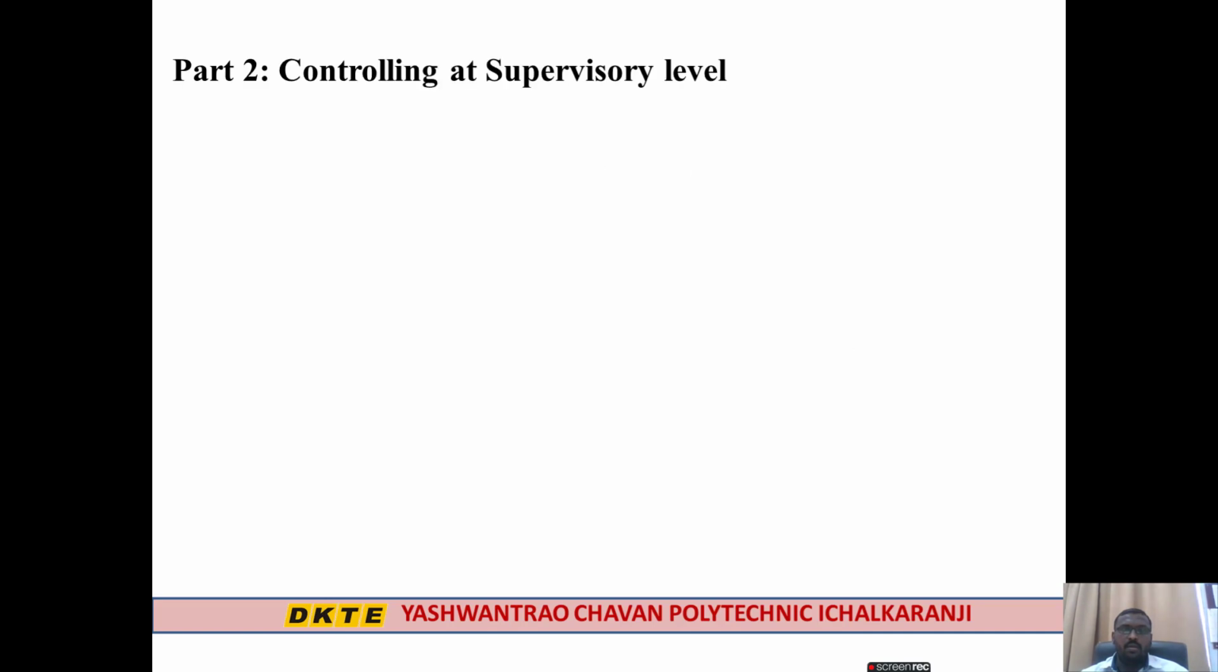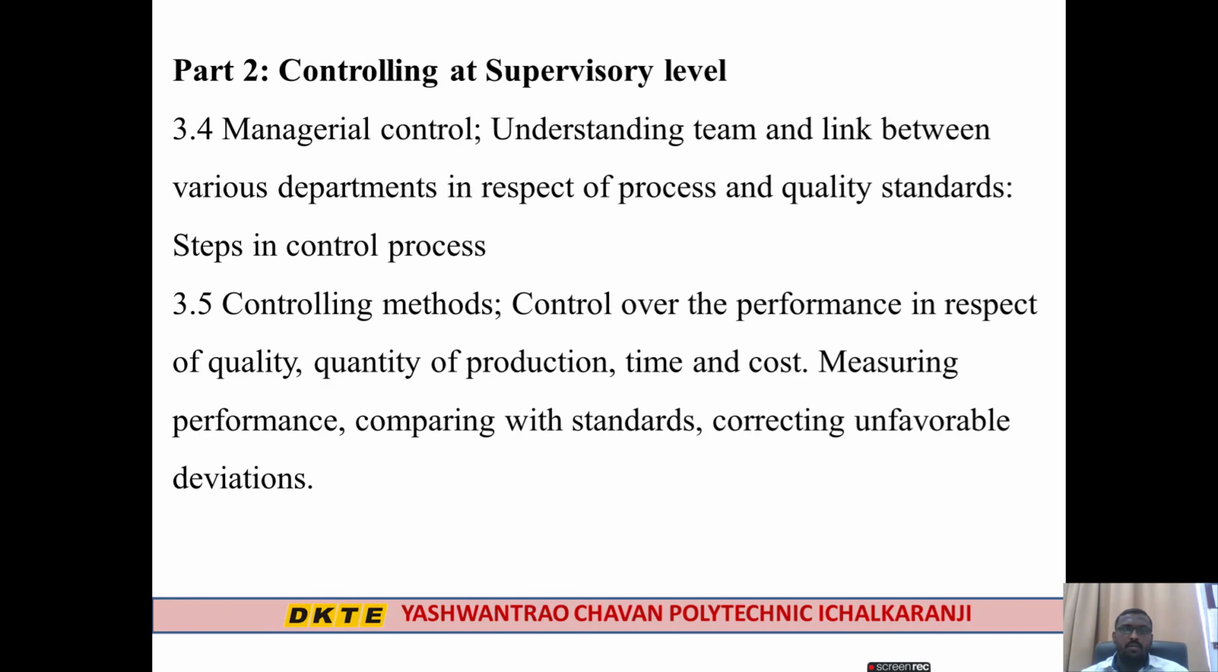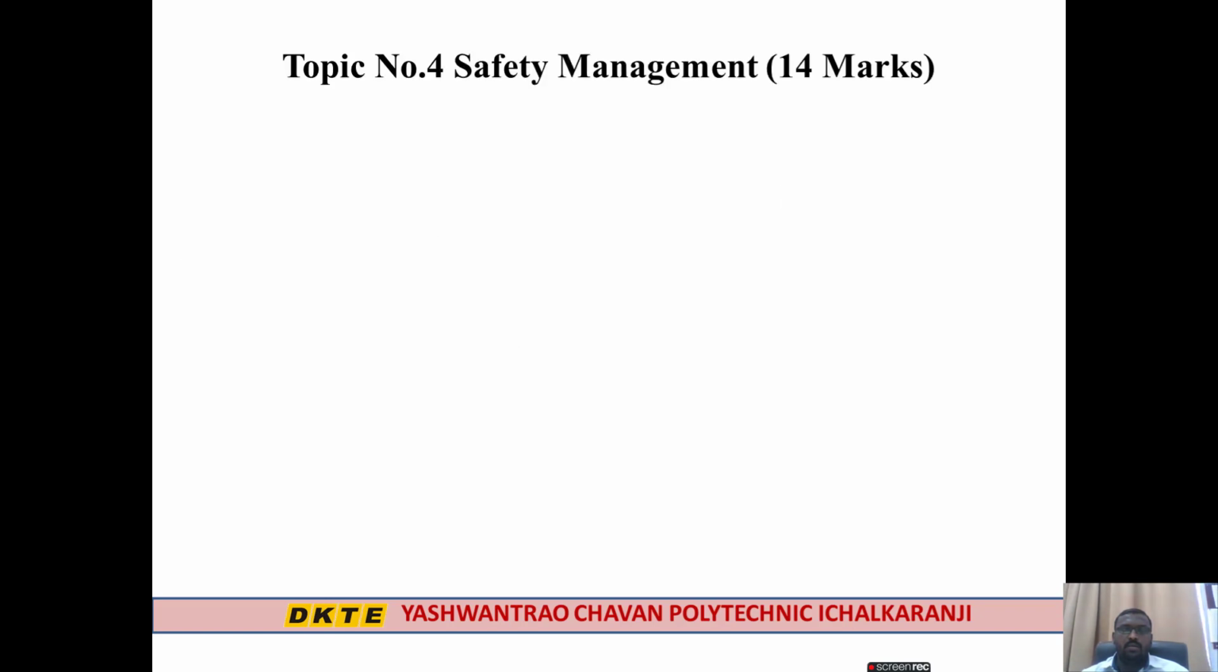In part 2, controlling at supervisor level, we are going to see managerial control, understanding team and link between various departments in respect of process and quality standards, steps in control process, various controlling methods, control over the performance in respect to quality and quantity of production, time and cost, measuring performance, comparing with standards, correcting unfavorable deviations. Topic number 4 is safety management, which is of 14 marks.